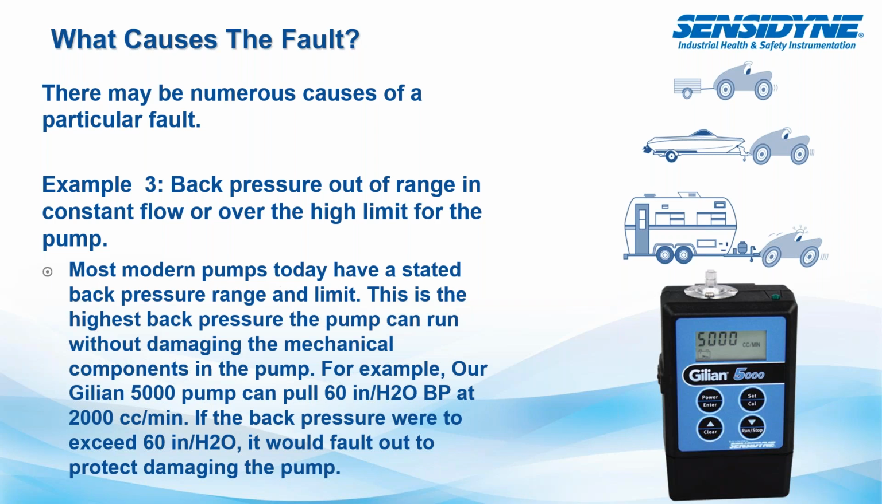A third example that I wanted to cover is back pressure out of range in constant flow, or over the high limit for the pump. Most modern pumps today have a stated back pressure range and limit. This is the highest back pressure that the pump can run without damaging the mechanical components in the pump. An example of this would be our Gilian 5000 pump. It can pull up to 60 inches of water at 2,000 cc's per minute. So if the back pressure were to exceed the 60 inches of water, the pump would actually fault out as a preventative measure from damaging the pump itself.